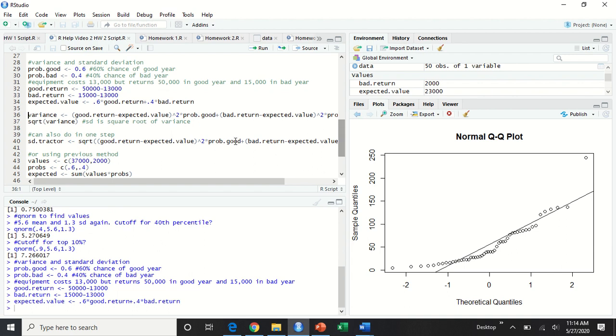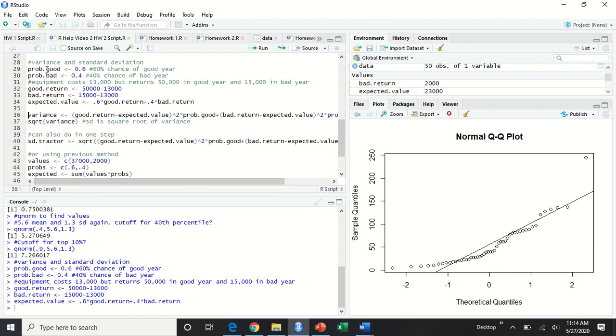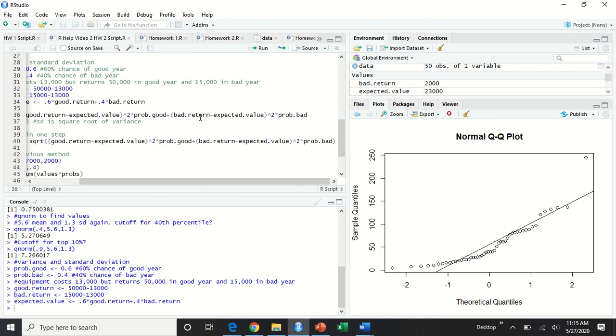Next, if we use the formula for variance, that's return minus expected return squared times the probability. It's the sum of all the probabilities weighted by the return deviations squared. In this case, we only have two situations, one good year and one bad year, so it would be the good return minus the expected value squared times the probability of a good year, plus the return in a bad year minus the expected value squared times the probability of a bad year.